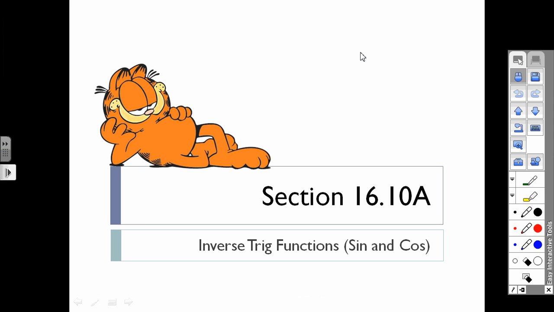So today what we're going to talk about is the actual inverse trig functions of sine and cosine. What we did before is we looked at the inverse of sine and cosine as a relation and weren't so focused on it being a function or not, so we could have an infinite number of answers. But now we want it to be a function, and that's going to limit the number of answers that we get.